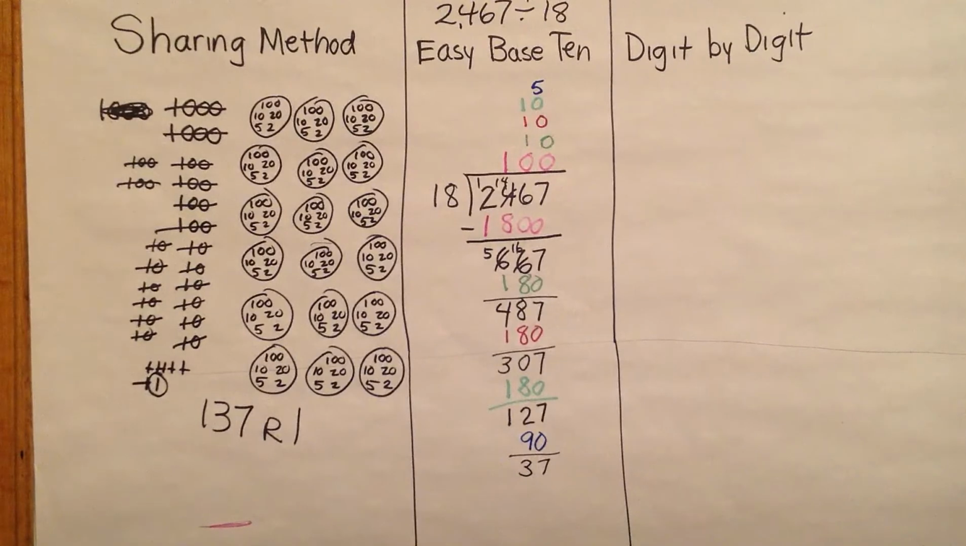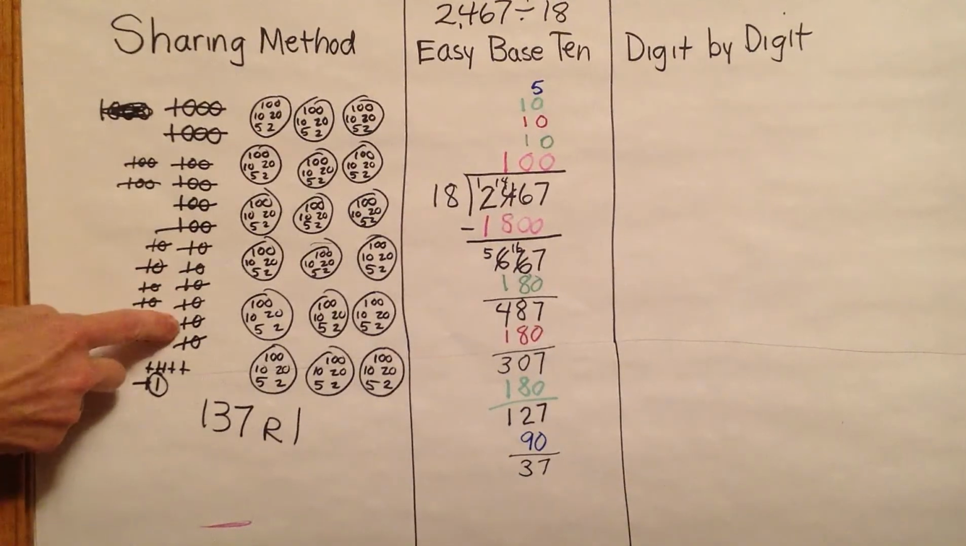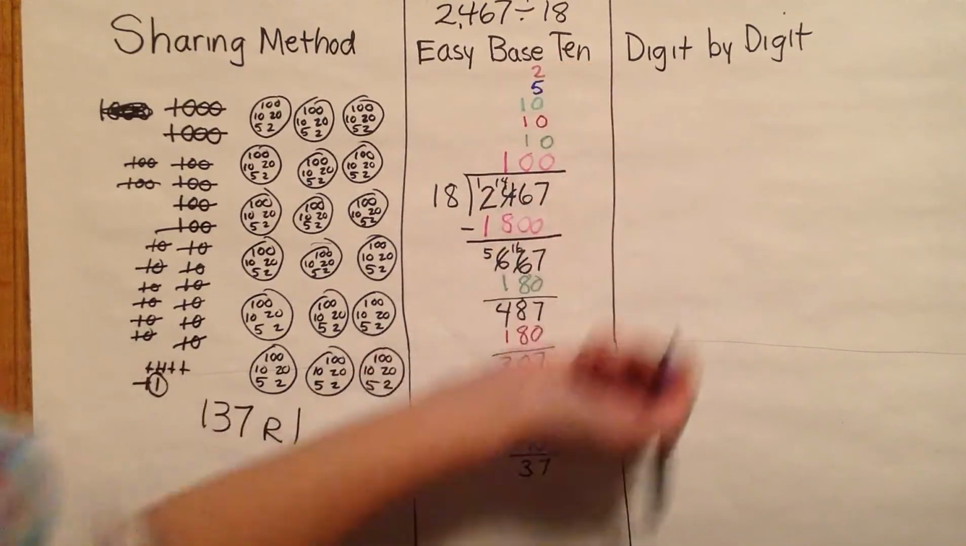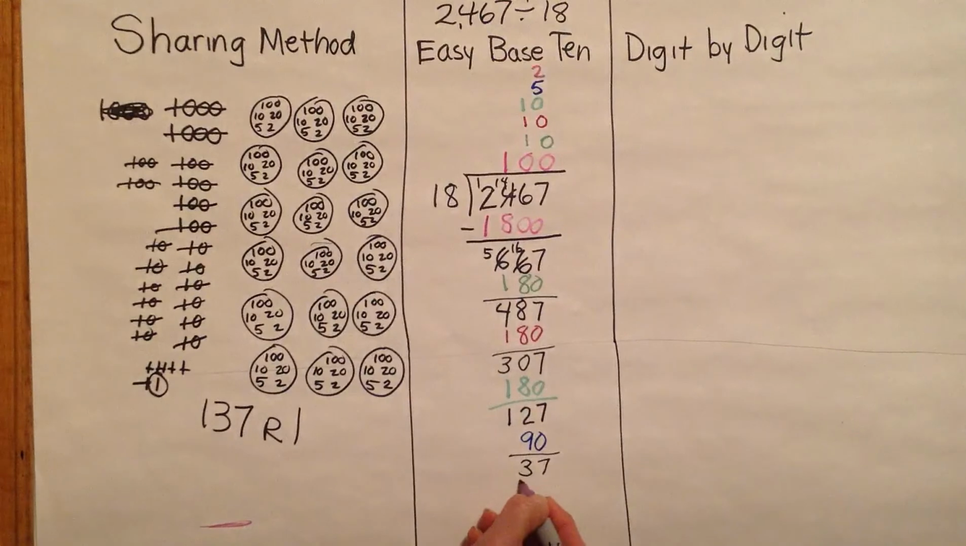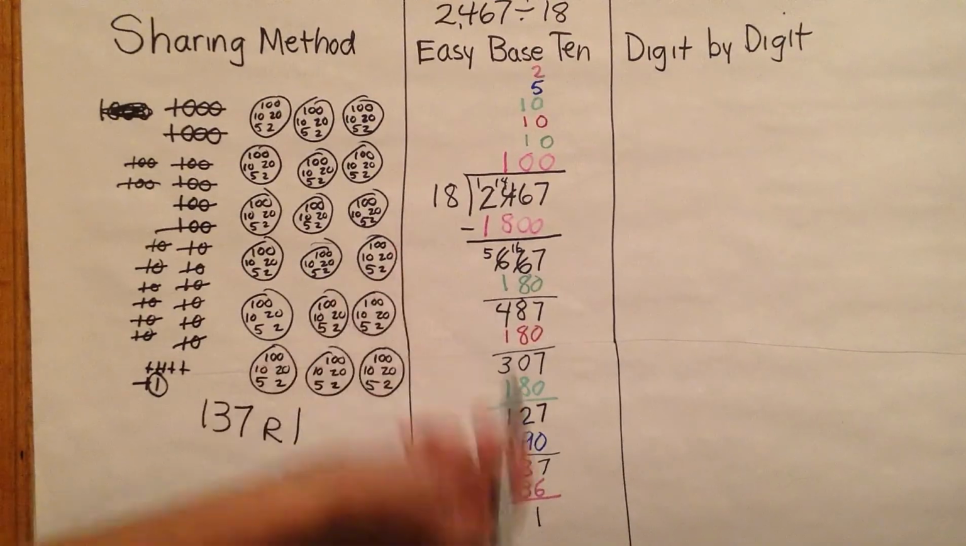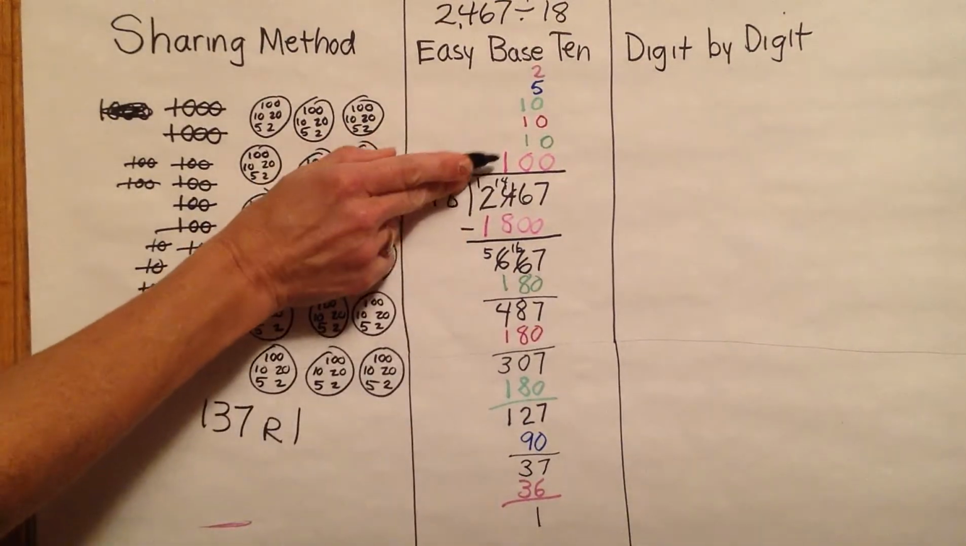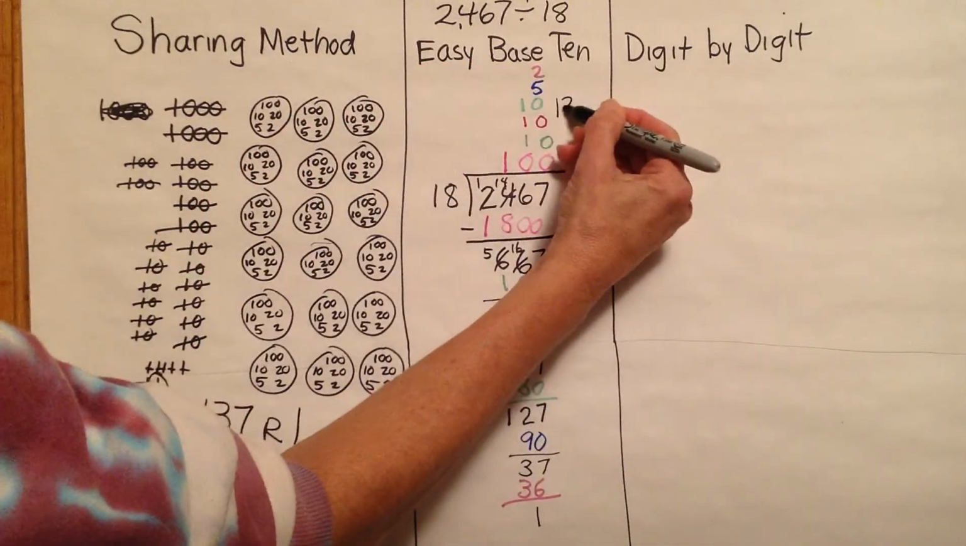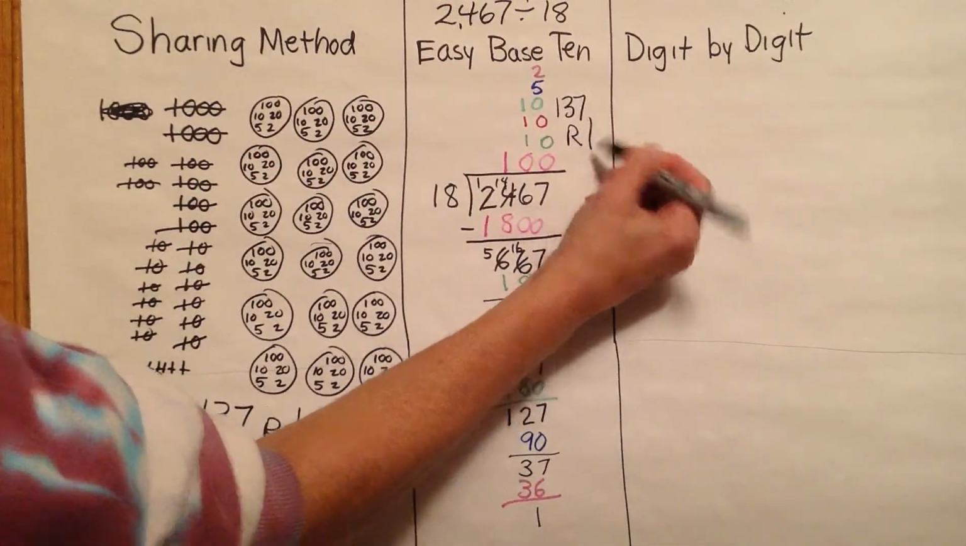I have 37 left. Remember when we got over here and we had 3 10s left and 7 1s? That's where we are right here now. But we did it all mathematically. With 37, I know that 2 times 18 is 36, so I'm going to give away 2 more. 2 times 18 is 36, and that leaves me with my remainder of 1, because I can't make another group if I only have 1 left, but I have 100, 110, 120, 130, 135, 137, remainder 1.